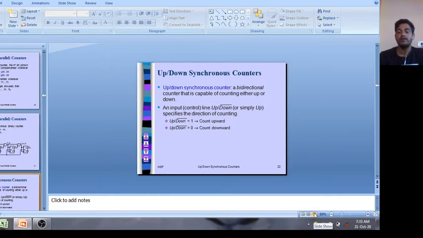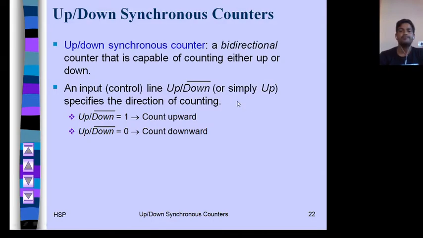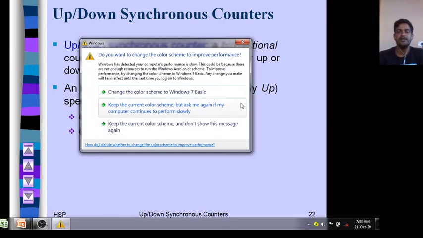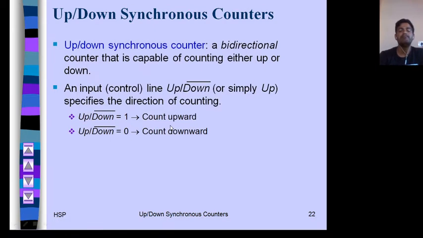Now we talk about the up-down synchronous counter. In this we will make a common circuit and we will give one control line. Up/down bar is the control line. If the value of this up/down bar is 1, it will count in the up direction, which means it will work as an up counter. If its value is 0, it will work as a down counter.